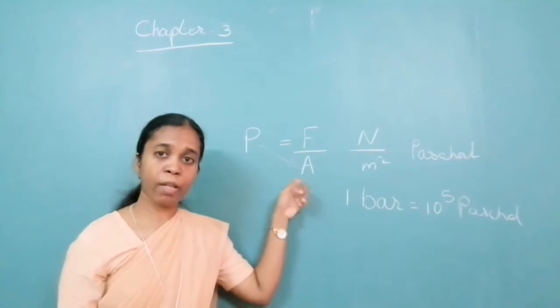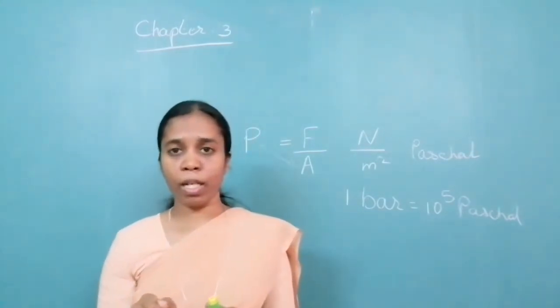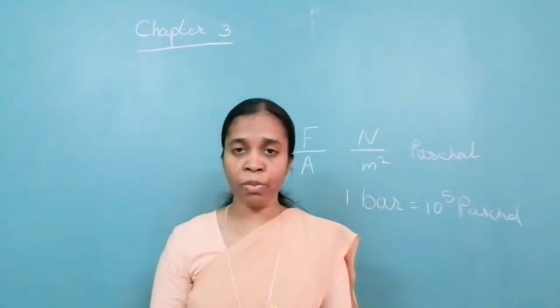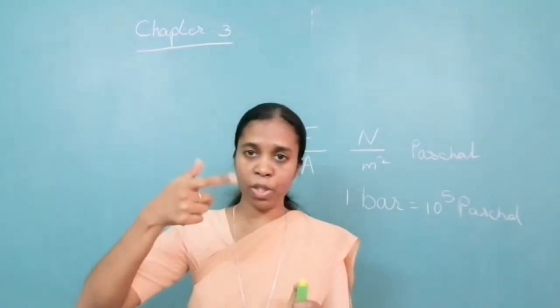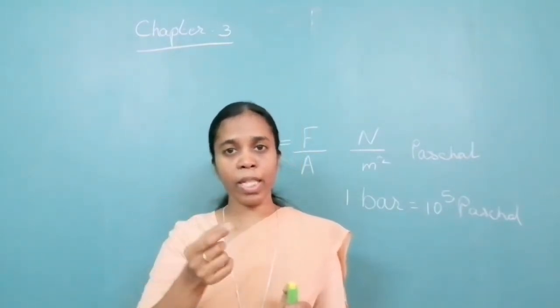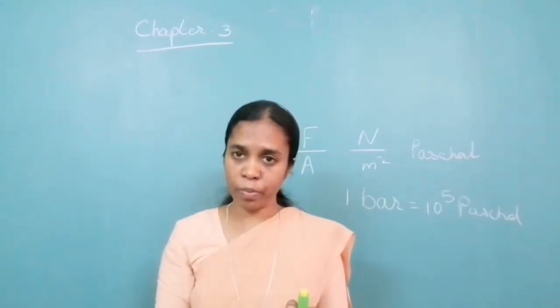Less the area, pressure will be more. That is why it is easier to cut with a sharp knife than a blunt knife. If you look at a blunt knife, you can see the surface of it. It is a little broader than a sharp knife. You are applying an equal amount of force.